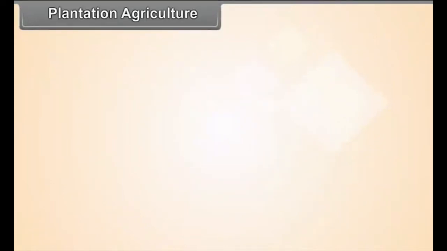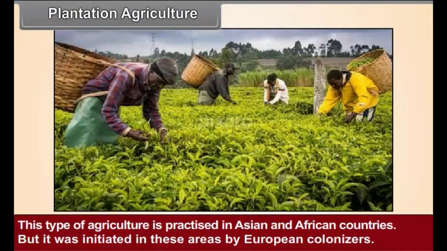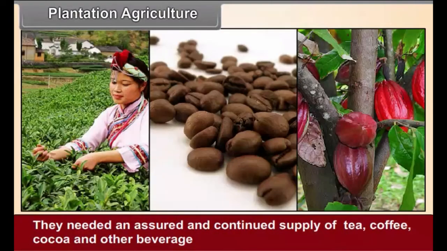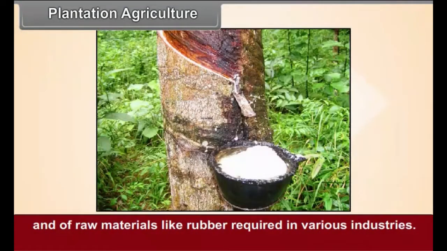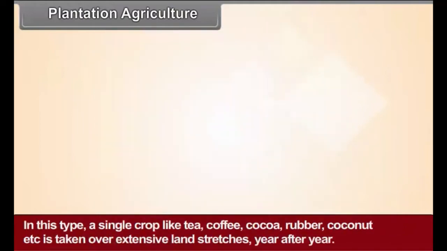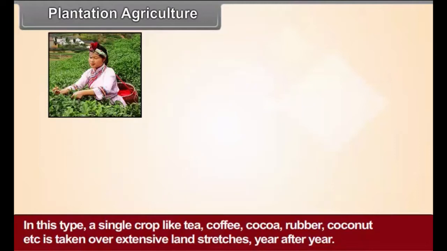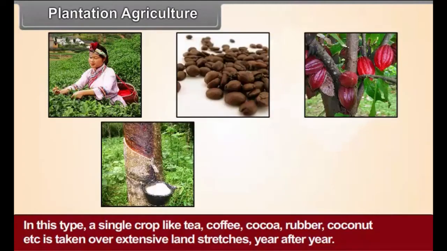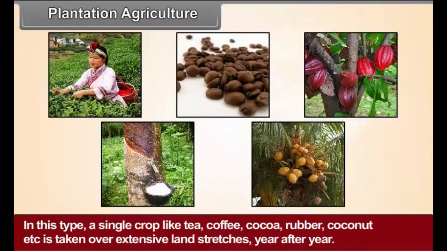Plantation agriculture. This type of agriculture is practiced in Asian and African countries, but it was initiated in these areas by European colonizers. They needed an assured and continued supply of tea, coffee, cocoa, and other beverages, and of raw materials like rubber required in various industries. For this purpose, they established various companies and initiated this agriculture. In this type, a single crop like tea, coffee, cocoa, rubber, coconut, etc. is taken over extensive land stretches year after year.